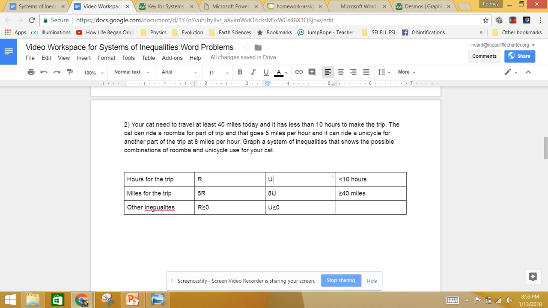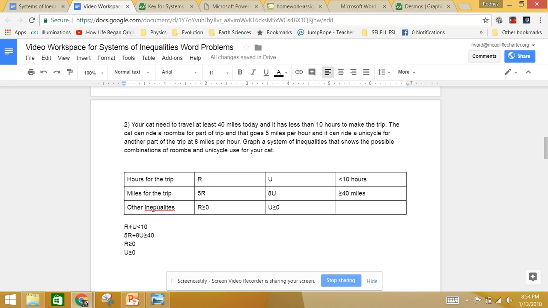Now I'm going to take this stuff and copy it down here as inequalities. R plus U is less than 10. 5R plus 8U is greater than or equal to 40. And we also have R is greater than or equal to 0, and U is greater than or equal to 0. So those are our 4 inequalities.